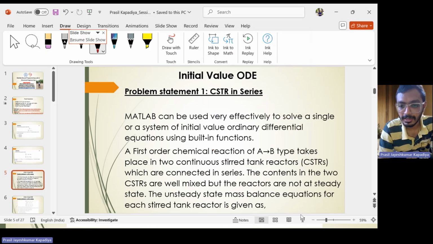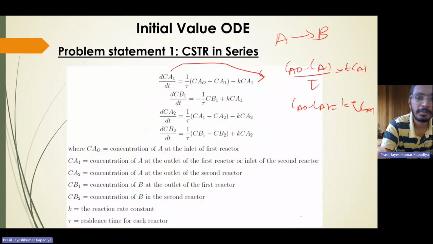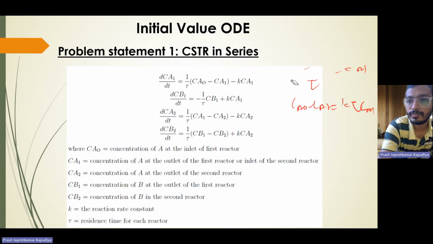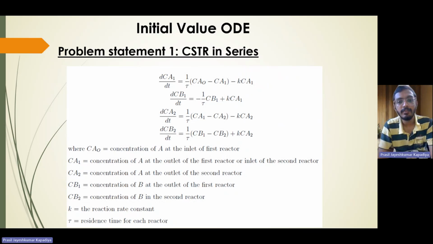Now let's write it down for the second reactor similarly. What is my input for the second reactor? My input is CA1 and CB1. For the second reactor we can write dCA2/dt = (CA1 - CA2)/tau - k CA2. We have two reactors in series, so from the end of the first reactor we get CA1 and CB1, which is fed to the second reactor. So for B, dCB2/dt = (1/tau)(CB1 - CB2) + k CA2, because B is formed.